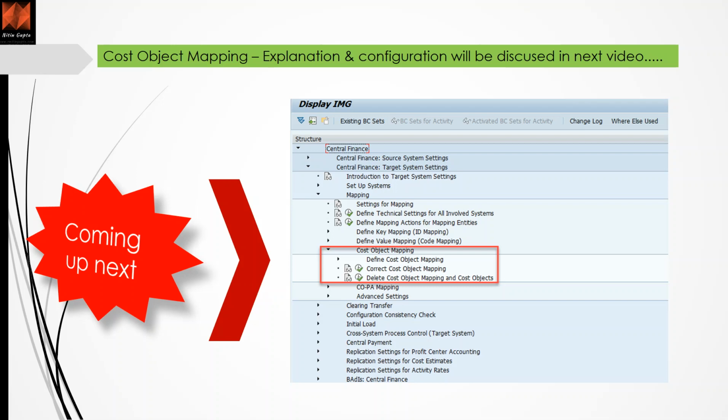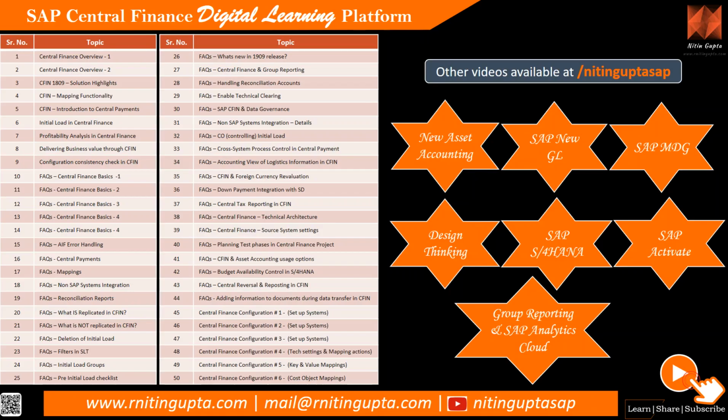Cost object mapping we will explain in the next video. So stay tuned, and keep following the videos. It is always recommended to follow from one. Videos number 1, 2, 3 are all about setting up systems. Video number 4 is about mapping actions. Video number 5, this one, is key and value mapping, and video number 6 will be on cost object mapping. And then we continue from there with the other configuration objects.